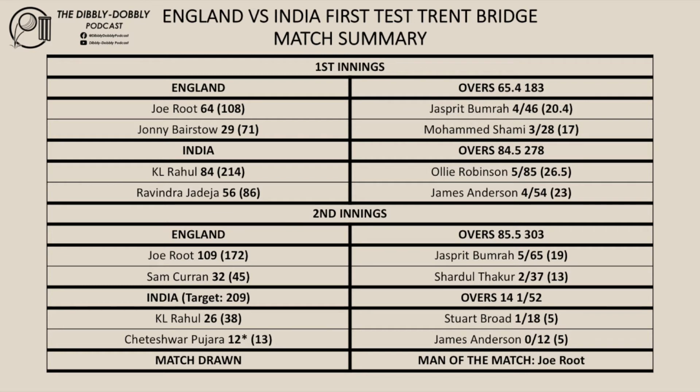England, in their second innings, all out for 303. Joe Root top scored with 109. Jasprit Bumrah took 5 wickets for India. India needed 209 runs to win. They finished on 1 for 52. KL Rahul top scored with 26. And Stuart Broad took 1 wicket for England. The match was drawn and Joe Root was named man of the match.